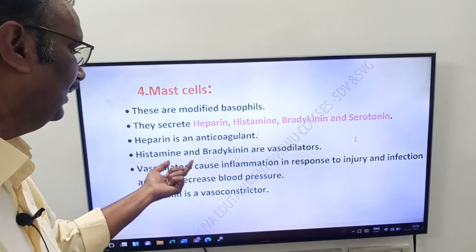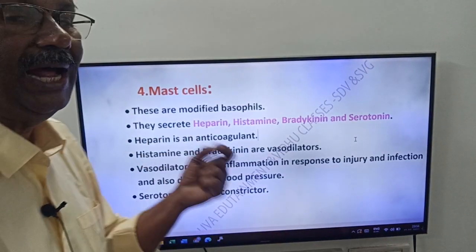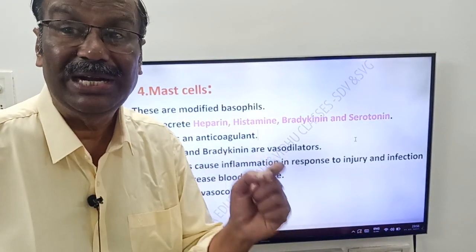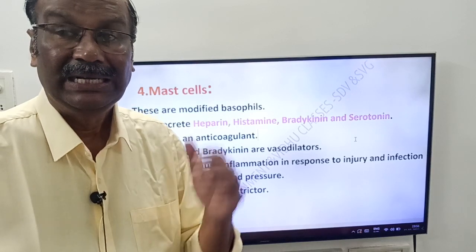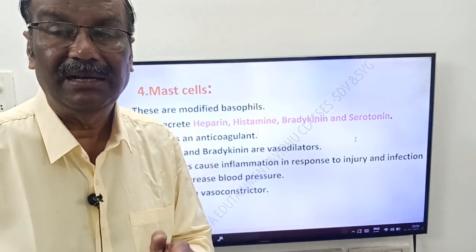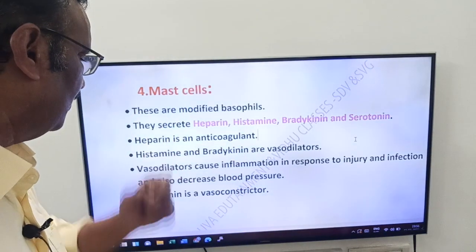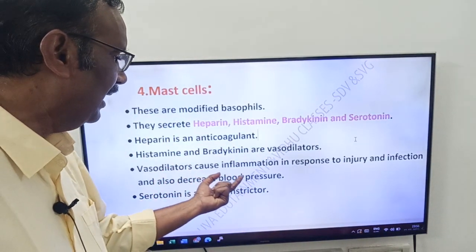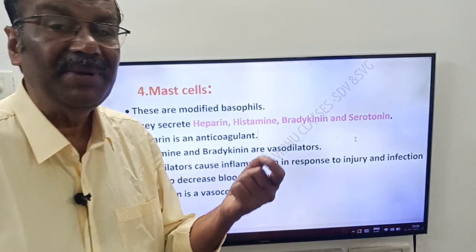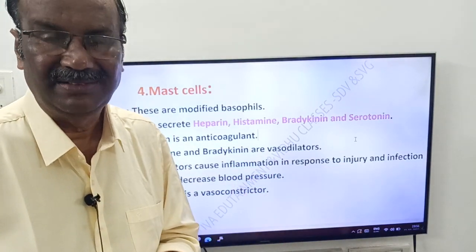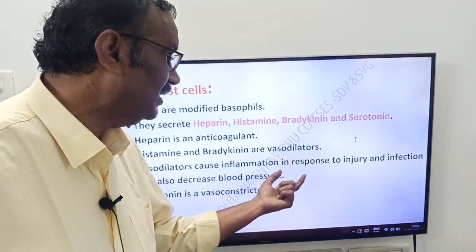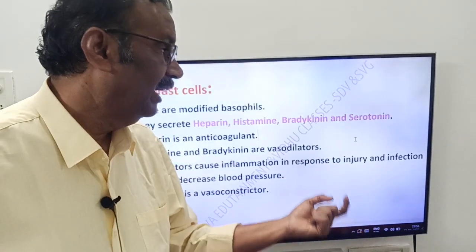Now see friends, histamine and bradykinin are vasodilators. Friends, vaso indicates blood vessel. Histamine and bradykinin are vasodilators. See friends, what is the function of vasodilators? Vasodilators cause inflammation. You know friends, inflammation, swelling. Inflammation in response to injury and infection.